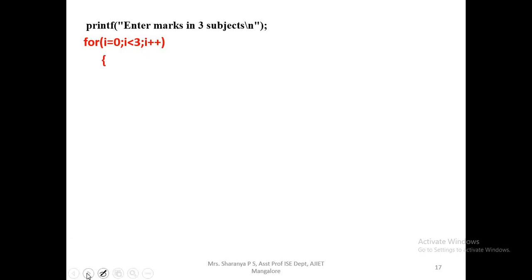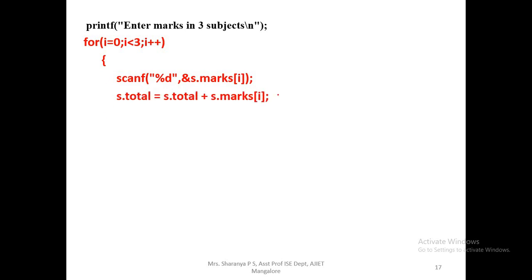That is, i begins with 0, i is less than 3, i plus plus. With the scanf statement, we are reading values one by one into marks, that is, marks[0], marks[1] and marks[2]. This i refers to the index present in the array. So, &s.marks[i], in the very beginning, refers to the first index value. It will be referred and stored.